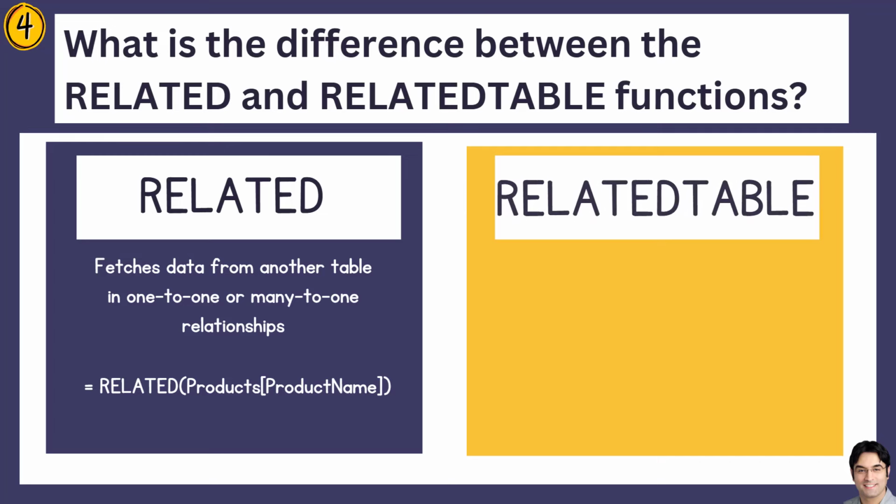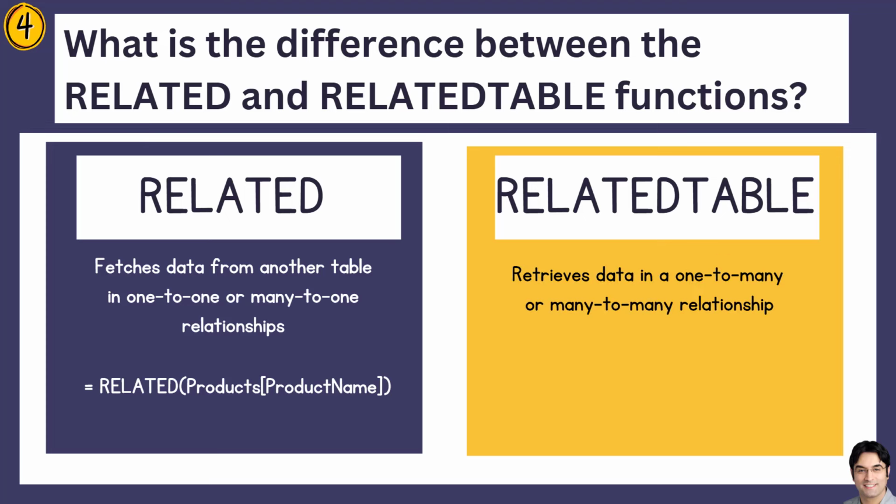RELATEDTABLE, on the other hand, retrieves an entire table of related rows. It works with one-to-many or many-to-many relationships. For example, if you want to see the sales for a particular product, you can use RELATEDTABLE(Sales) in the Products table to get a table of all sale entries for each product. So in short, you can use RELATED to fetch a single value related to the current row, and RELATEDTABLE to bring in a whole table of related data.